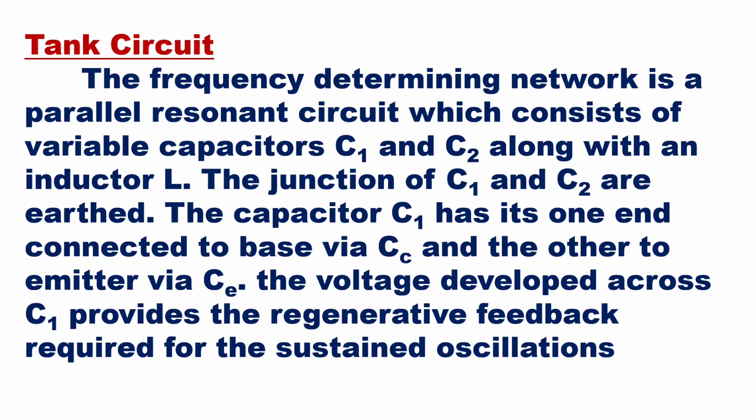Then if you speak about the tank circuit, the frequency determining network, this is a circuit which is going to determine the frequency of oscillations. It is a parallel resonance circuit which consists of variable capacitors C1 and C2 along with an inductor L. The junction of C1 and C2 is earthed, that is, grounded. The capacitor C1 has one end connected to the base via CC and the other to the emitter via CE. This you can explain by seeing the circuit. The voltage developed across C1 provides the regenerative feedback required for the sustained oscillations.